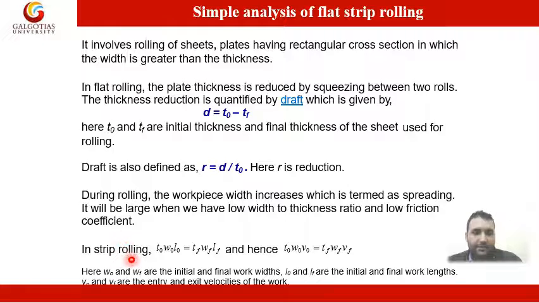In strip rolling, t0 w0 l0 is equal to tf wf lf, assuming that there is no friction at all. This is the relation between thickness, width, and length, assuming that there is no friction between the billet and the rolls.